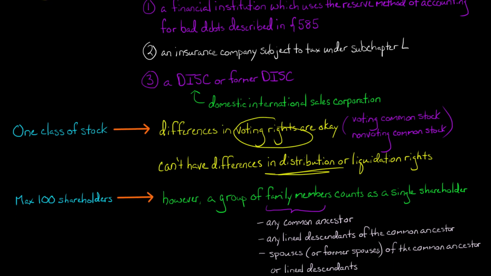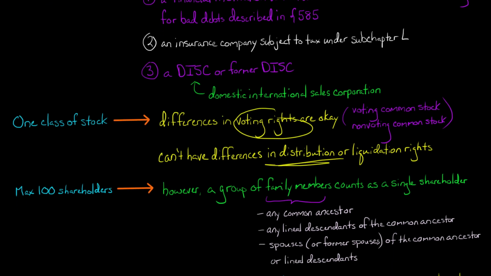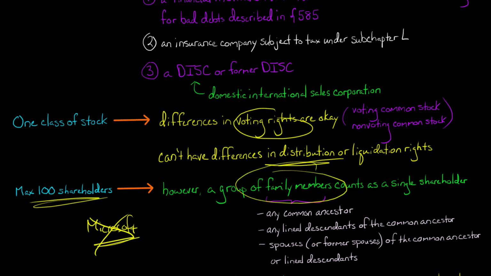Now, another requirement for an S corp: you cannot have more than 100 shareholders. So this is why, if you think about large companies like Microsoft, you say, why aren't they organized as an S corp? They have thousands of shareholders, so they do not qualify. They cannot meet the requirements to be an S corporation. Now, here's a caveat. I said maximum 100 shareholders. However, a group of family members would be counted as a single shareholder.